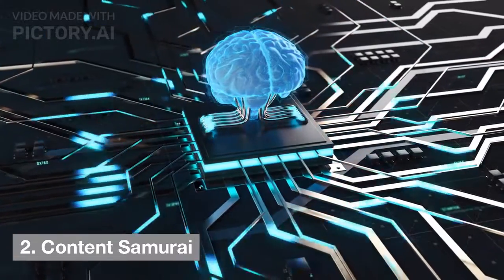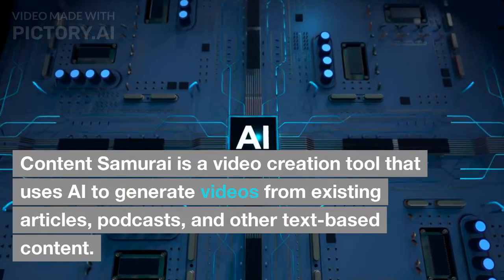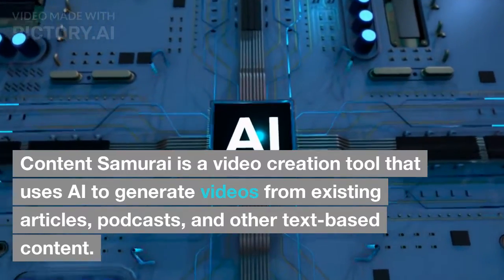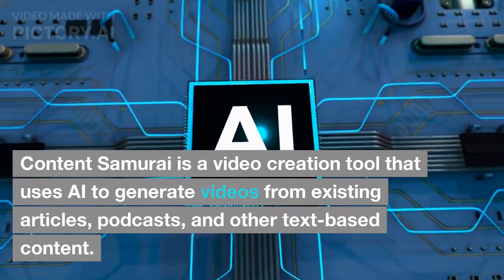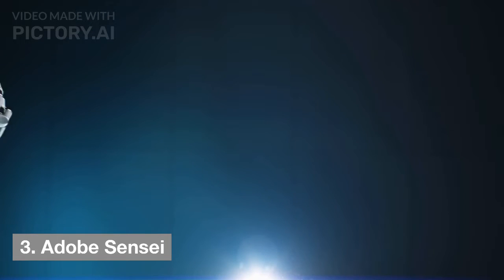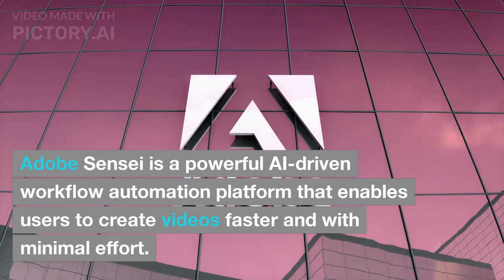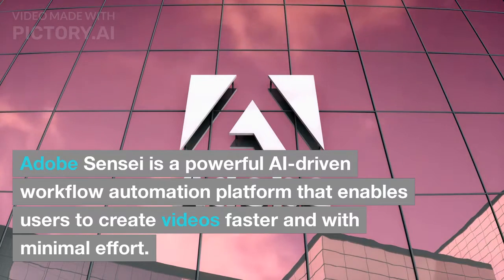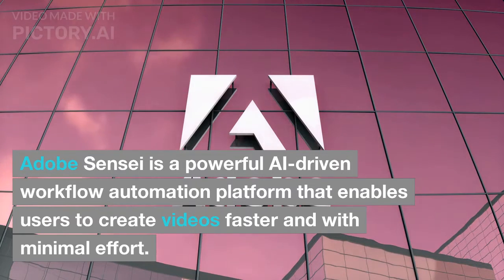2. Content Summary. Content Summary is a video creation tool that uses AI to generate videos from existing articles, podcasts, and other text-based content. 3. Adobe Sensei. Adobe Sensei is a powerful AI-driven workflow automation platform that enables users to create videos faster and with minimal effort.